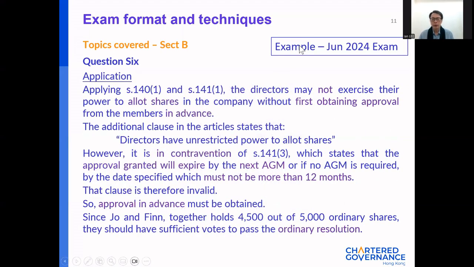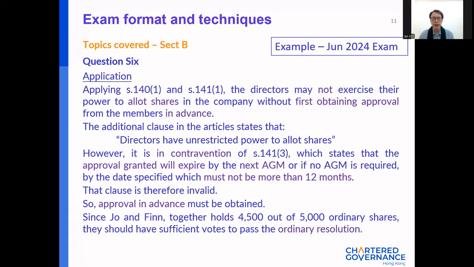Okay, we've now finished identifying the relevant issue. We've explained the relevant rules. We can now apply them to the facts of our story in order to answer the question. So applying section 140 and 141, directors may not exercise their power to allot shares in the company without first obtaining approval from the members in advance. So why is that important? Well, let's look at the clause.